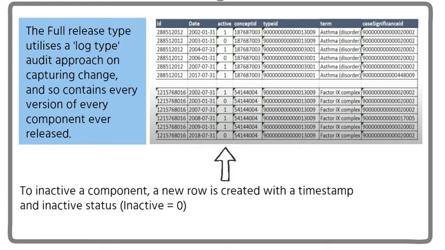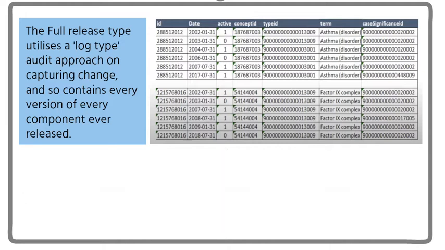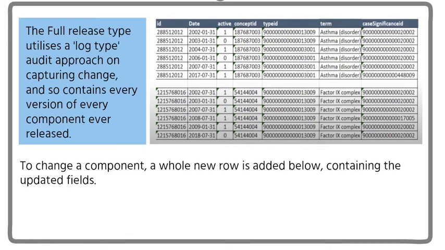To inactivate a component, a new row is created with a timestamp and inactive status. In Boolean terms, 0 is inactive. To change a component, a whole new row is added below, containing the updated fields.